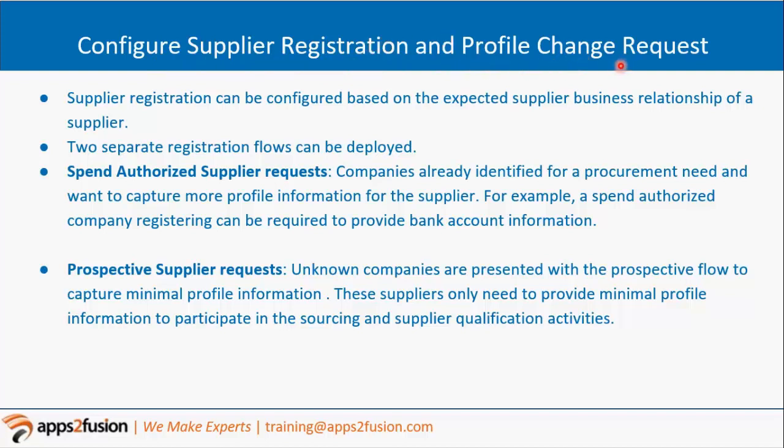What do I mean by profile change request? Let's say some information for that supplier is changed; it will go for an approval process. If someone changes the information, it should go for approval. You can set these things up for the two different types of suppliers we have, spend authorized and prospective suppliers. So for both of them we can set it up.